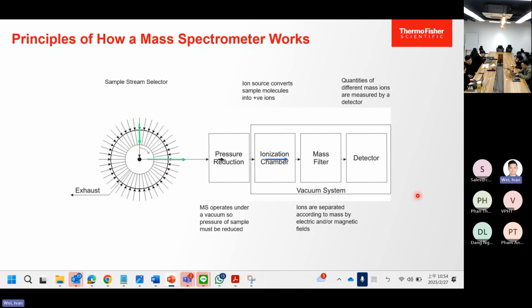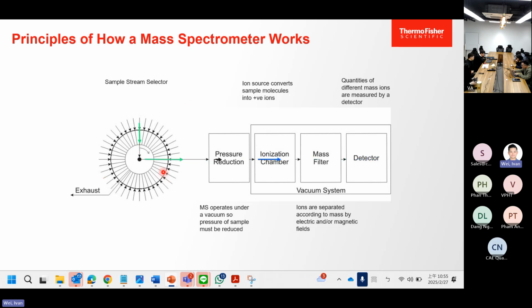As you can see here, the principle of how the mass spectrometer works: there are six main parts. One is for the sample stream that goes in. We need to do a sample reduction because mass spectrometers operate under a vacuum system. All of these gases coming in are at atmospheric pressure. So of course we need to do a reduction to make sure the gas stream can meet the mass spectrometer conditions, which is under vacuum.